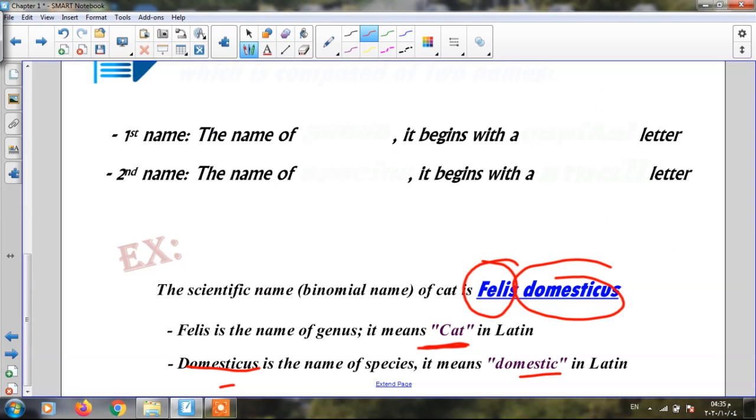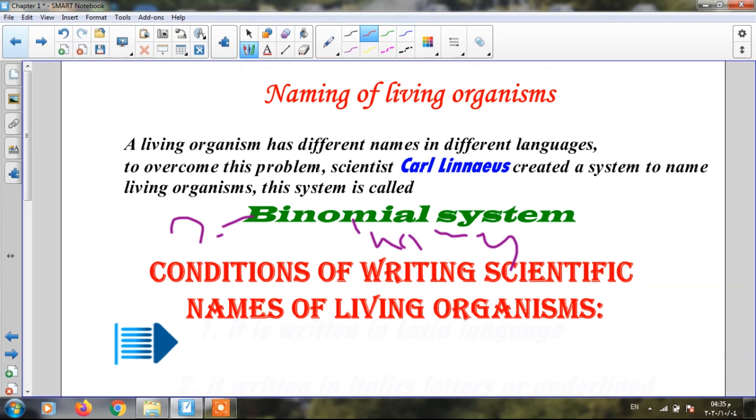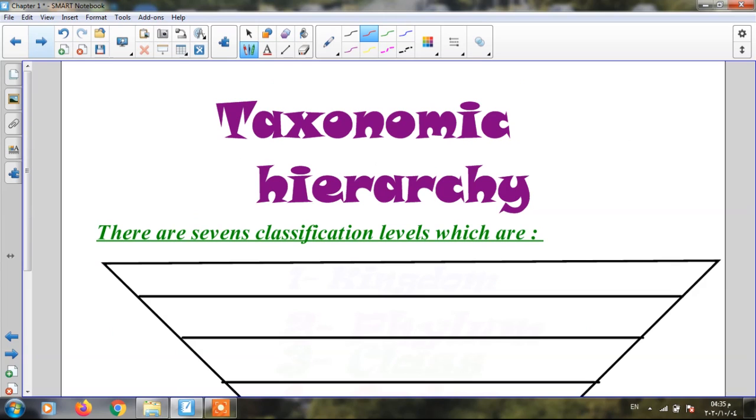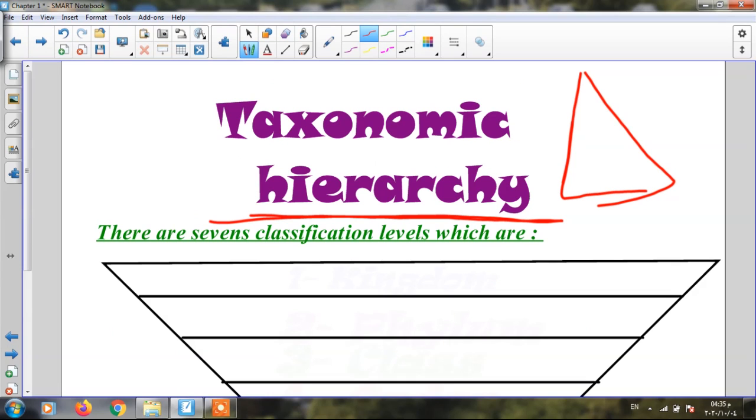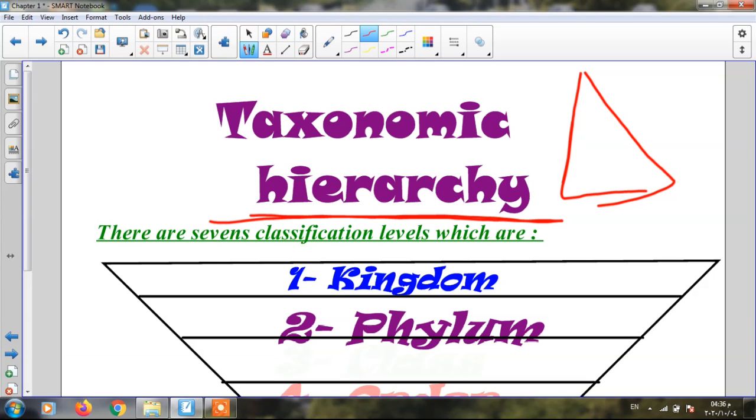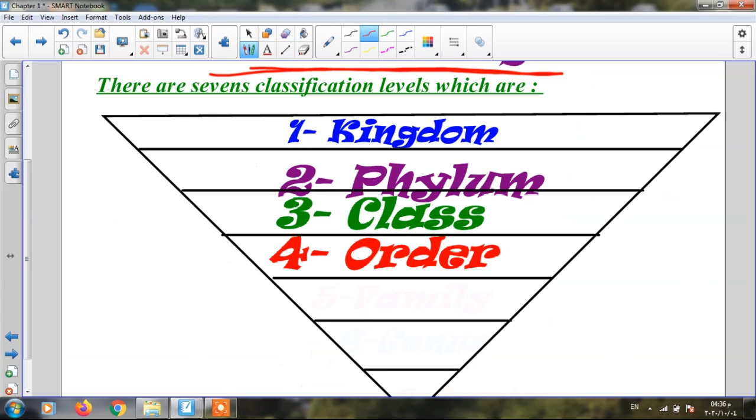And now we'll talk about a very important concept in classification, which is called the taxonomic hierarchy. What is meant by hierarchy? Hierarchy means triangles, and these triangles contain 7 classification levels, which are level number 1, kingdom, level number 2, phylum, level number 3 is called class, level number 4 is called order, family, genus, and the last one, species.